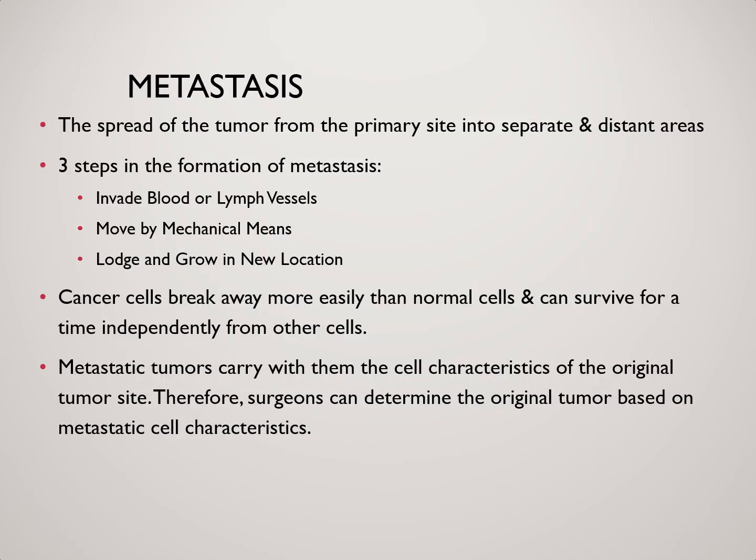So metastasis is the spread of the tumor from the primary site into separate and distinct areas of the body. There are 3 steps in the formation of metastasis. So these are the different routes that cancer can use to spread. They can invade the blood or the lymph vessels. The circulatory system, the blood, is the primary route of spread to distant organs, while lymphatic vessels provide a route to local lymph nodes, after which metastasis often travels throughout the blood.